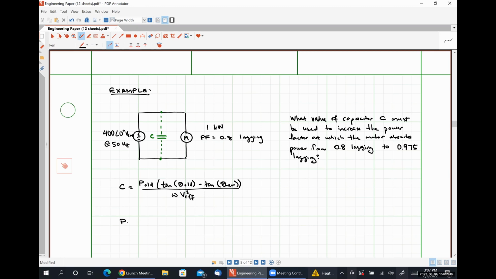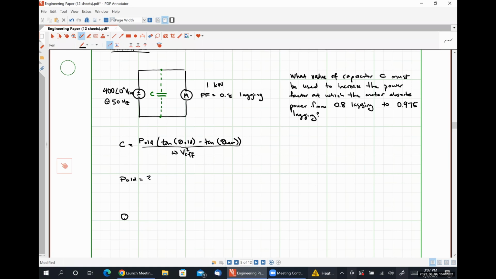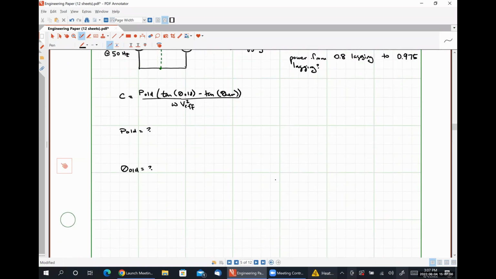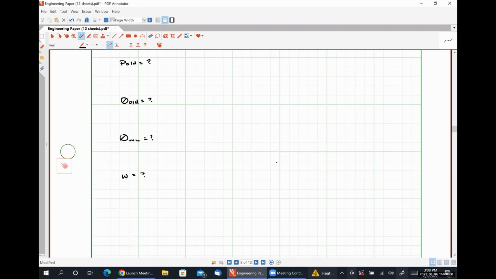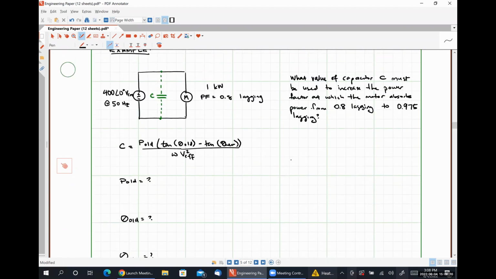We need to figure out what P old is. We need to figure out what theta old is. We need to figure out what theta new is. We need to figure out what omega is. And we need to figure out what V effective is. Does anybody have any thoughts on how we might figure out any of those 5 quantities that we plug into our equation?